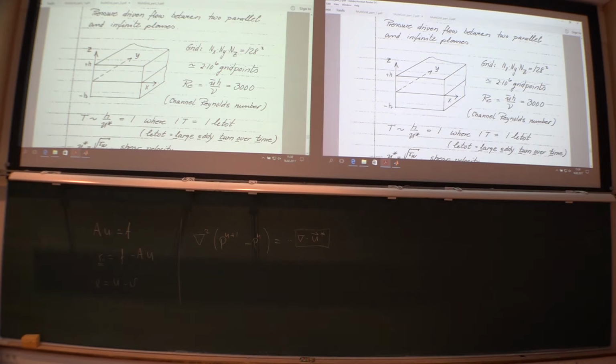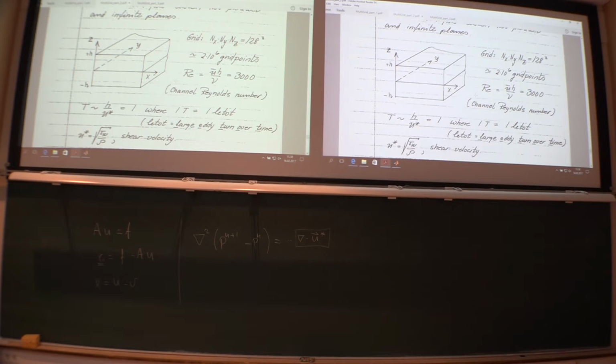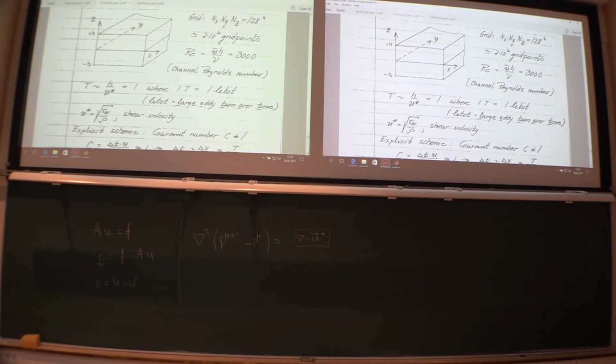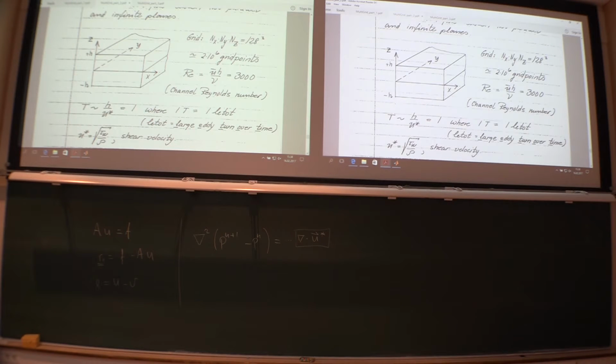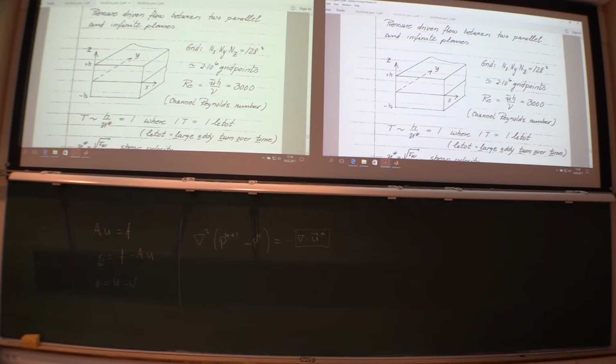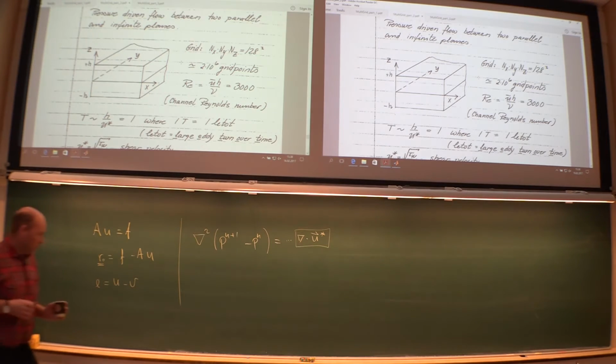Nowadays, it's not that heavy actually. You could do this on a laptop, that should be possible, but it's going to take a couple of days of CPU. So this is the problem now with a direct numerical simulation. It doesn't model anything.